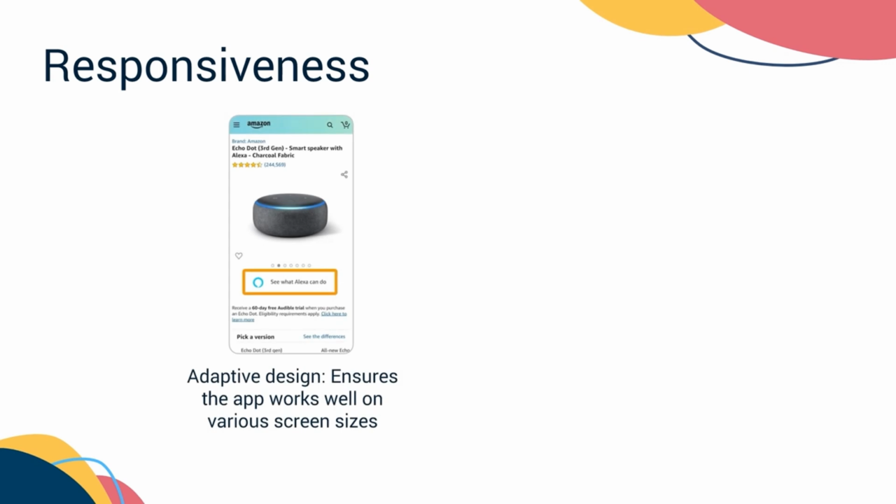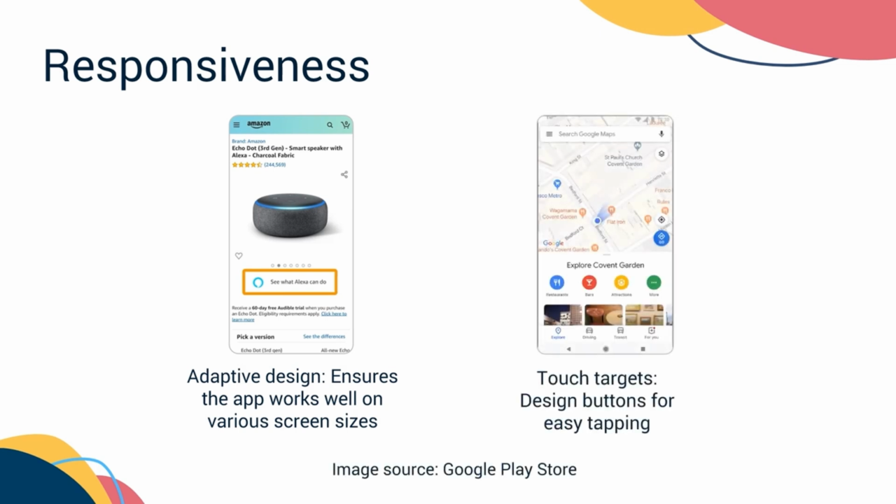Next is responsiveness, which comprises adaptive design and touch targets. Adaptive design ensures the app works well on various screen sizes. For example, Amazon adjusts its layout for smartphones and tablets for a consistent shopping experience across devices. Touch targets refer to designing buttons such that they are easy to tap. For instance, the Google Maps app features large buttons for navigation for easier interaction while driving.